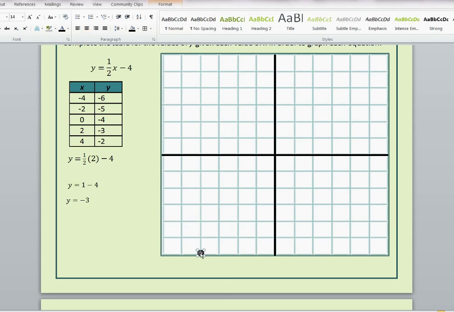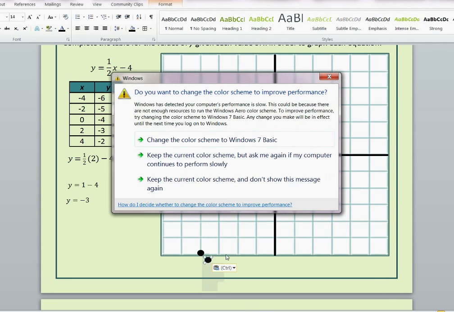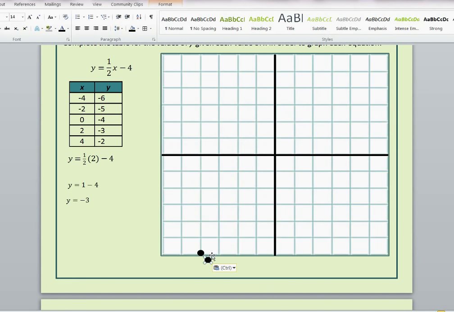So we're going to take this and copy and paste it. This is at negative 2, negative 5, so it's going to go right there. And the next one is going to be at 0, negative 4, like we said. It's going to be right there. That should be there. This one should be right there.